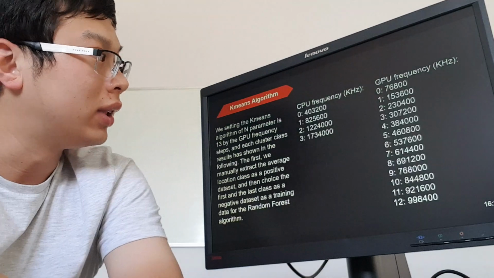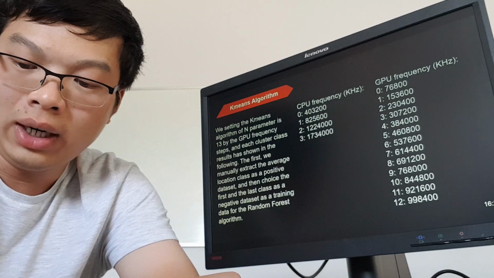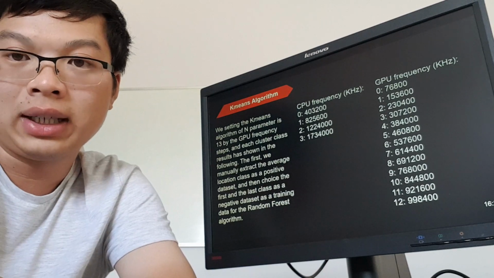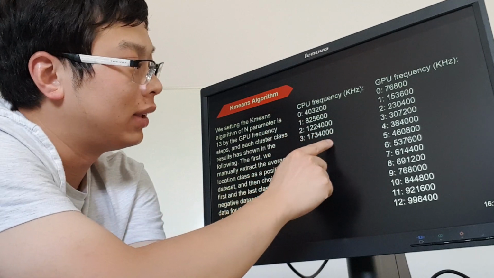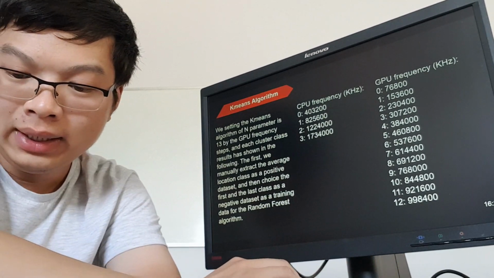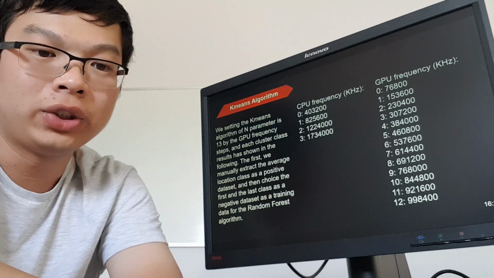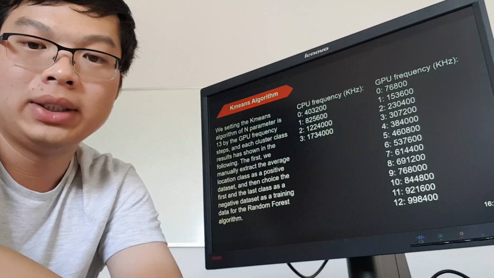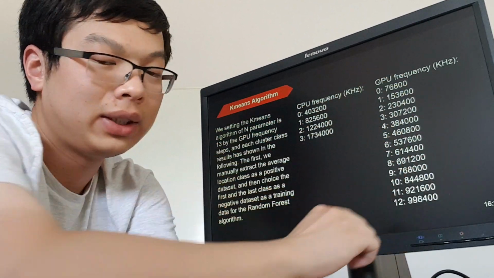We thought about using the K-means algorithm to do unsupervised learning for our data analysis. The K-means algorithm will cluster the data to do the classification. In our data, the CPU frequency has 4 steps, and the GPU frequency has 13 frequency steps. So all of the frequency steps are shown here. We chose 13 as the K-means algorithm parameter in the processing, according to the GPU frequency having 13 steps.